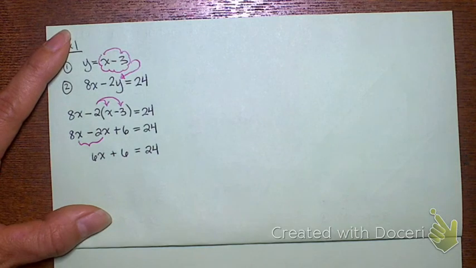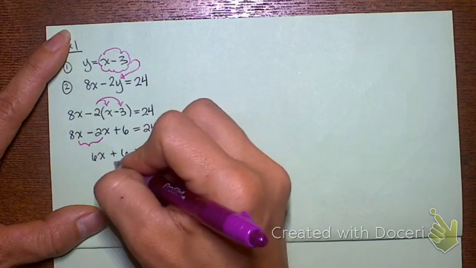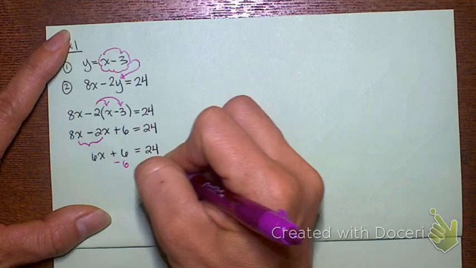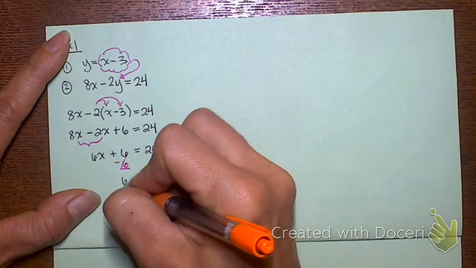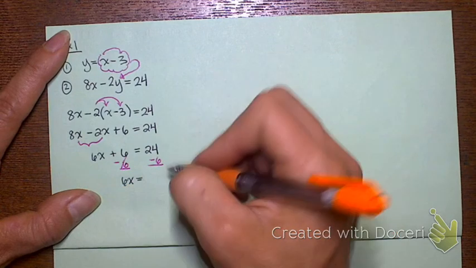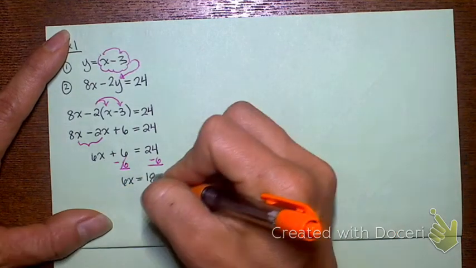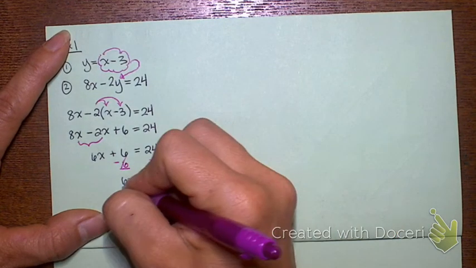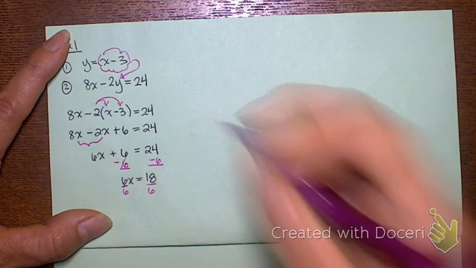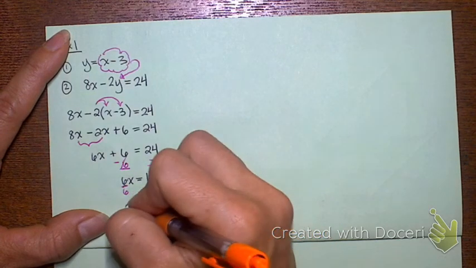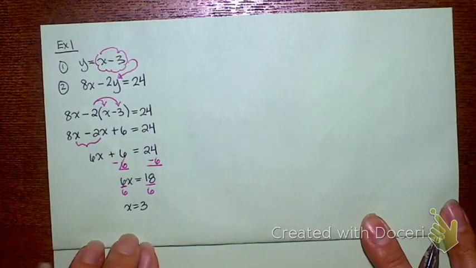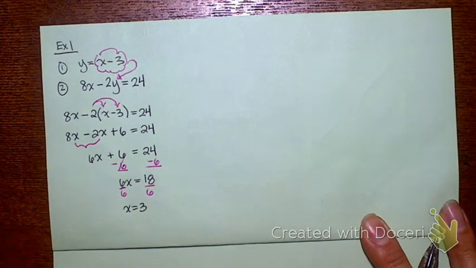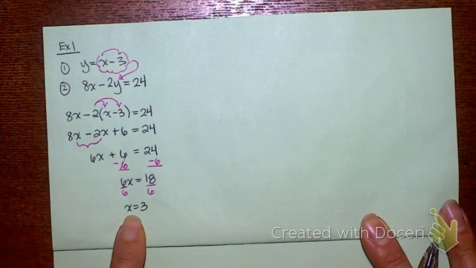All right, next, let's go ahead and subtract 6 from both sides. So I get 6x equals 18. And now I'll divide by 6. What do I get for my value of x? x equals 3. Now what I have is I've solved for x. x equals 3.